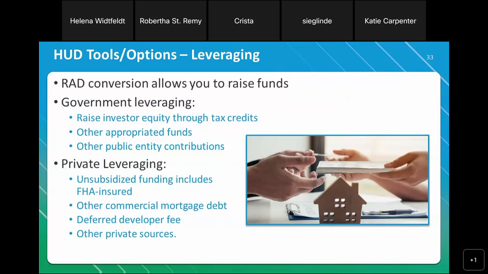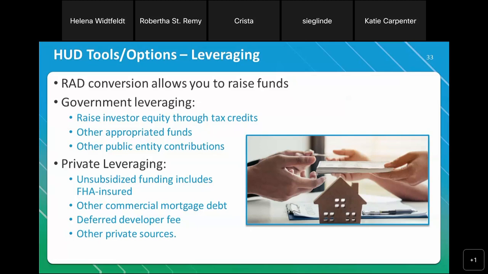We have other options and other opportunities as a result of RAD conversion, because it always allows us to raise money. There are many leveraging opportunities out there that you may have heard of already or have experienced already. Under government leveraging, you can raise equity through tax credits with your state by making a tax credit application. Not a fun process, but again, it can be done, whether it's a 4% tax credit deal or a 9% tax credit deal, bonds versus competition. There are also other appropriations of funds that can be used to help supplement and do a rehab. Sometimes the building doesn't need a lot and it's not a complete rehab. So there are other opportunities available, or other public entity contributions.